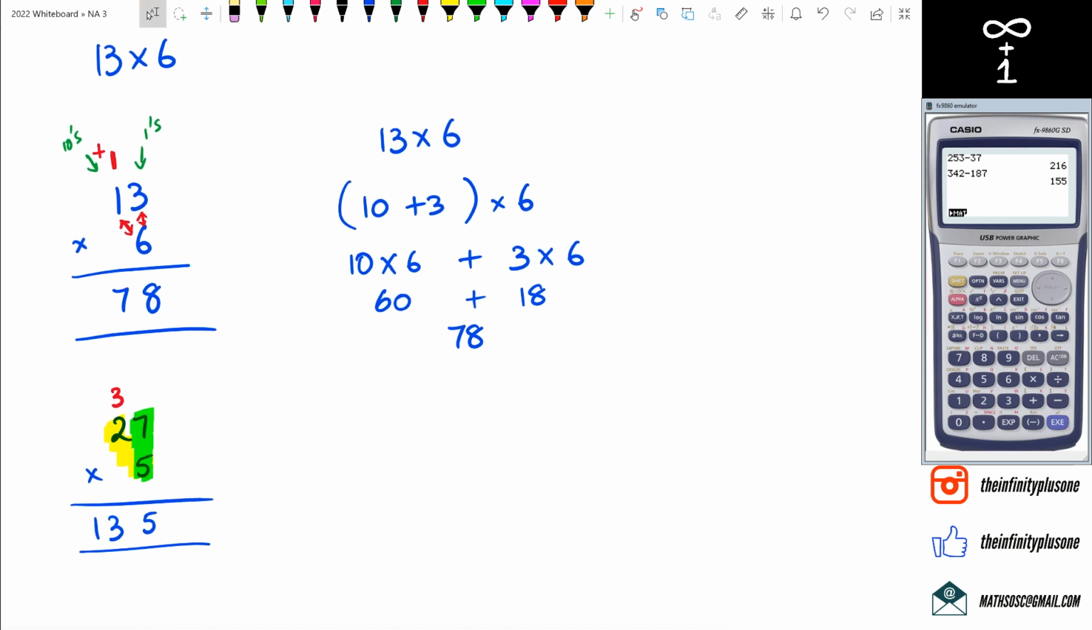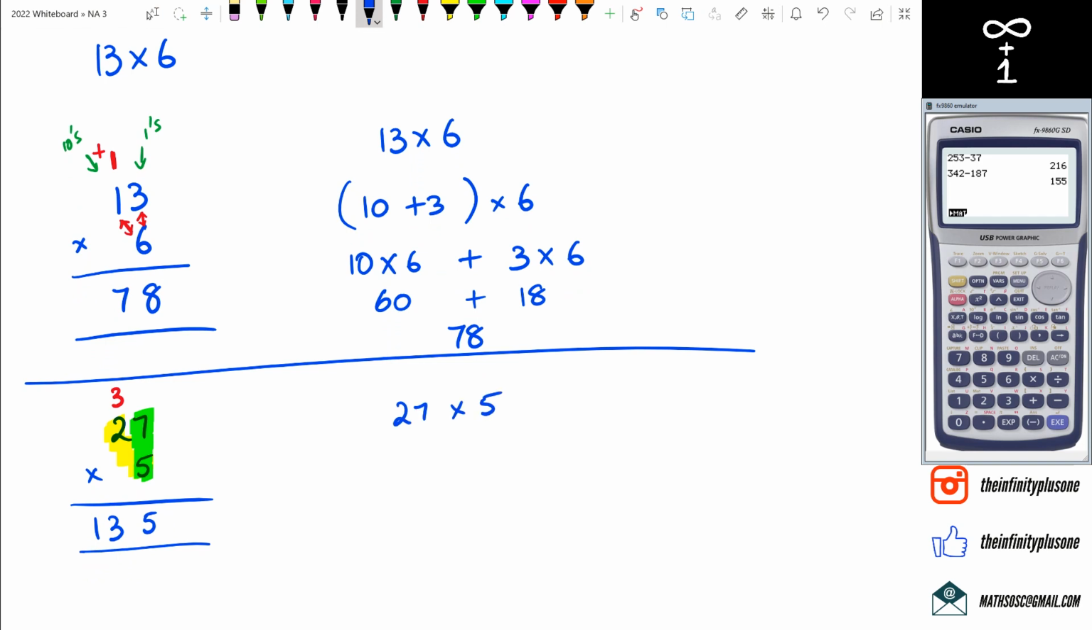And if you look at the same thing when we have 27 times 5, we can write that as 20 plus 7, times 5. So we're going to get 20 times 5 plus 7 times 5. For this level, it's probably a bit too big, but you can break that down even further, the 20 times 5 as 2 lots of 10 times 5. But I'm going to leave that here. So 20 times 5 is 100. 7 times 5 is 35. And 100 plus 35, we end up with 135.